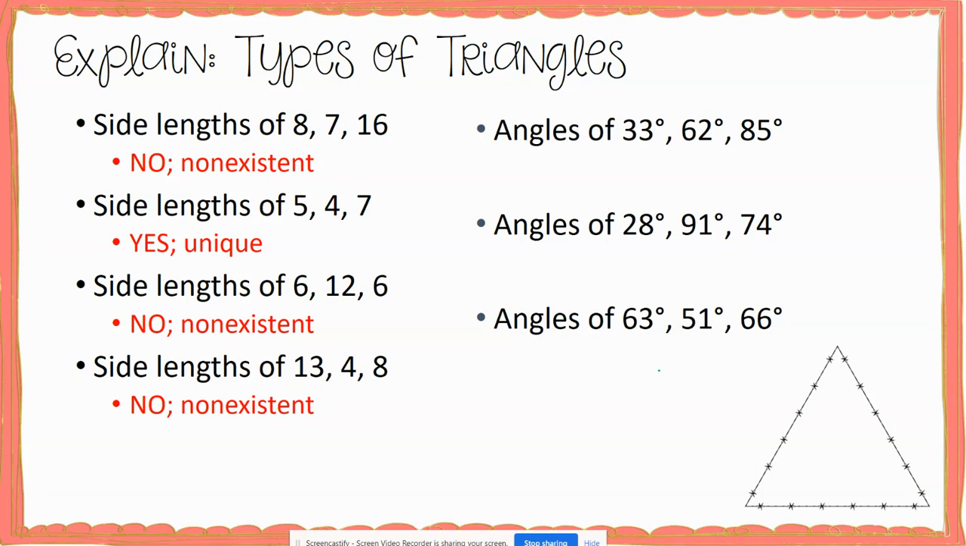Now for angles, I know if I have angles of 33, 62, and 85, if I want to know if it's a triangle, I'm going to add those all together. Well, if I add all of those together, I am going to get 180 degrees, which means this is a triangle. It is specifically an ambiguous triangle because I don't know which specific triangle it's referring to, but it does create some sort of triangle. Now you do the last two.